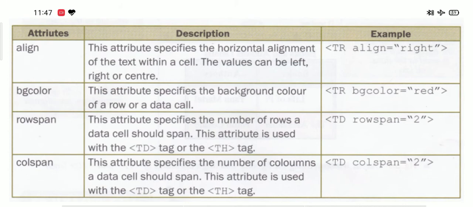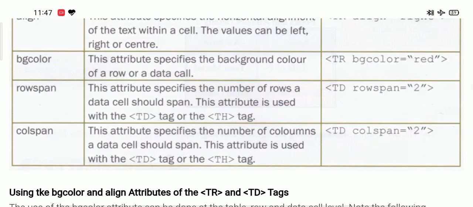If you want to change according to your choice, you can change it by using left, center, right option. Next one is bgcolor. This attribute specifies the background color of a row or a data cell. According to bgcolor, you can change the color of row or data.